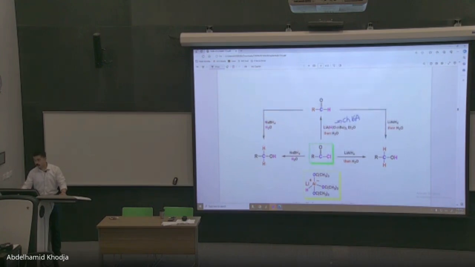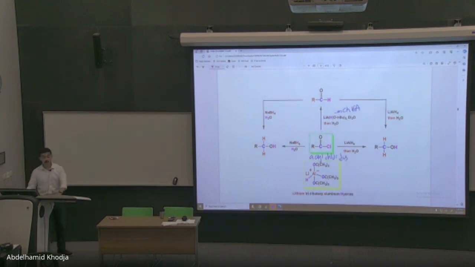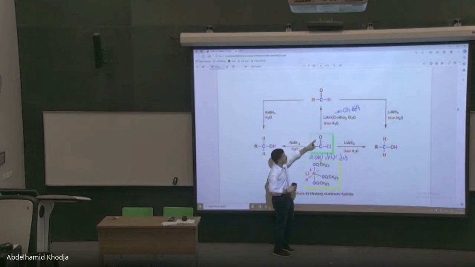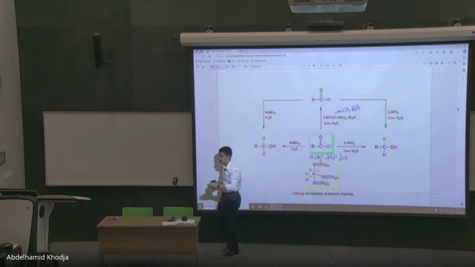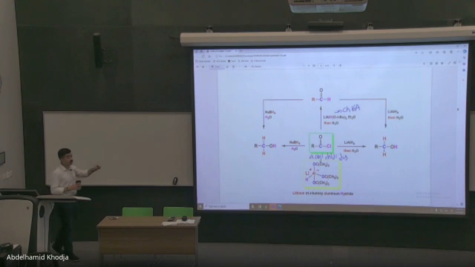This is the reduction of your acyl chlorides, or acid chlorides. You can convert acyl chlorides to your primary alcohols. You can convert them into aldehydes using sodium borohydride and water. You can also convert your acyl chloride to an aldehyde using LTBA, lithium tri-tert-butoxyaluminum hydride. And you can convert your aldehyde into a primary alcohol.